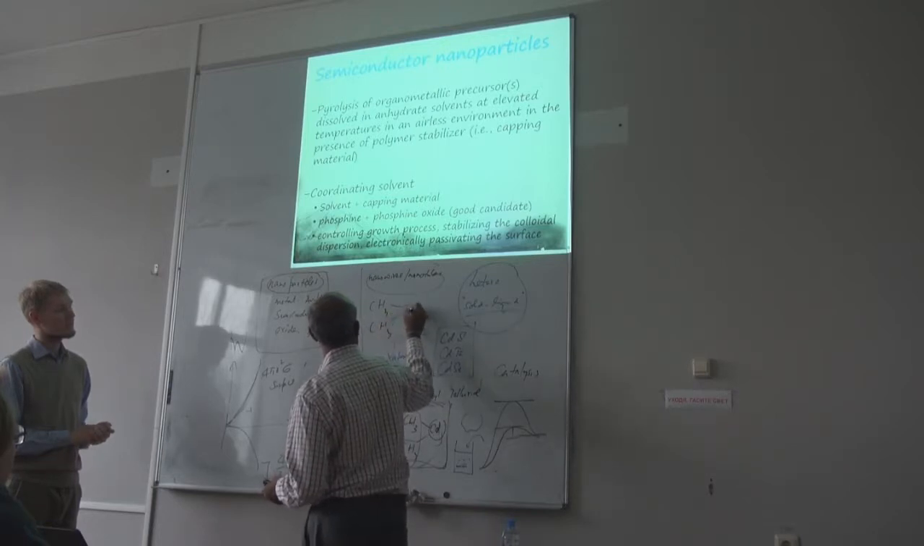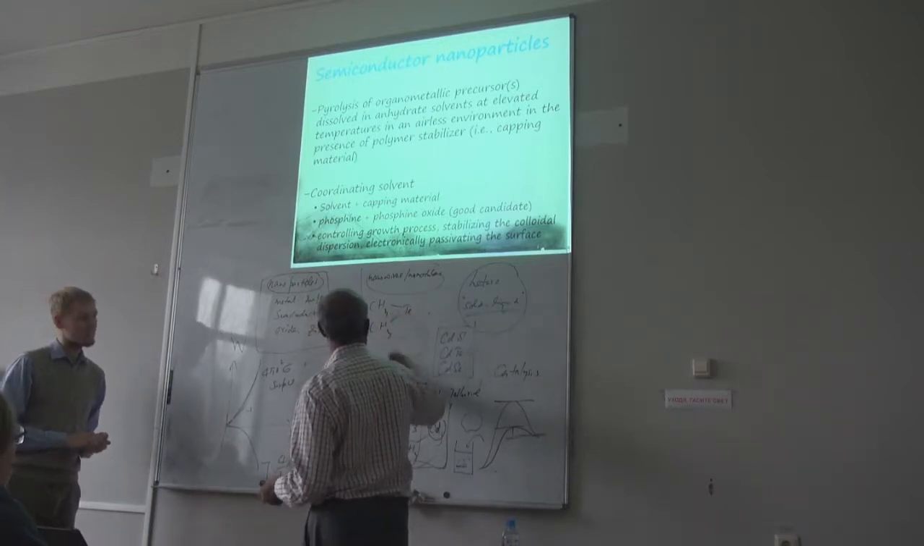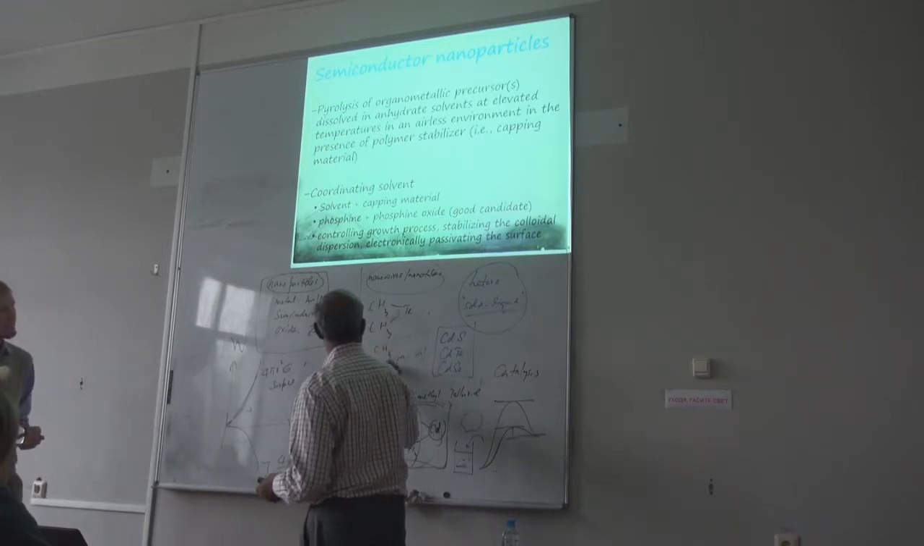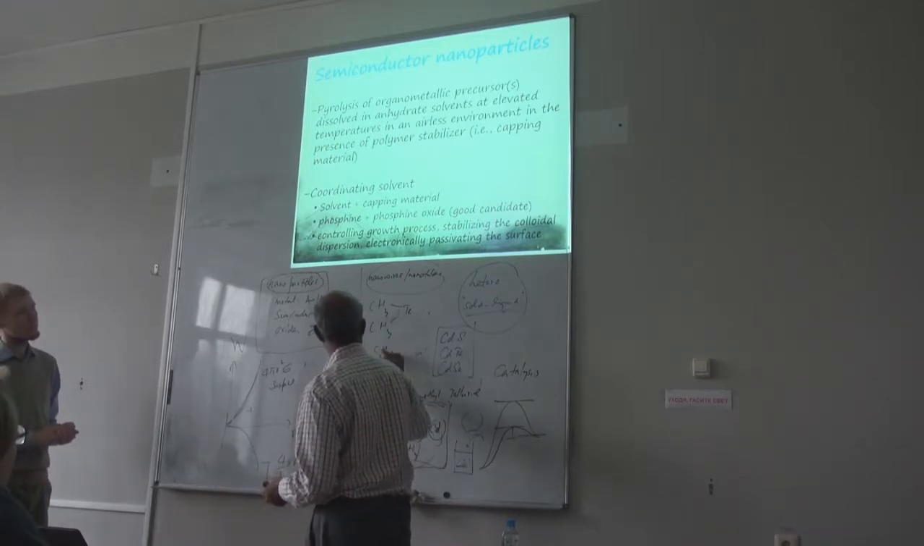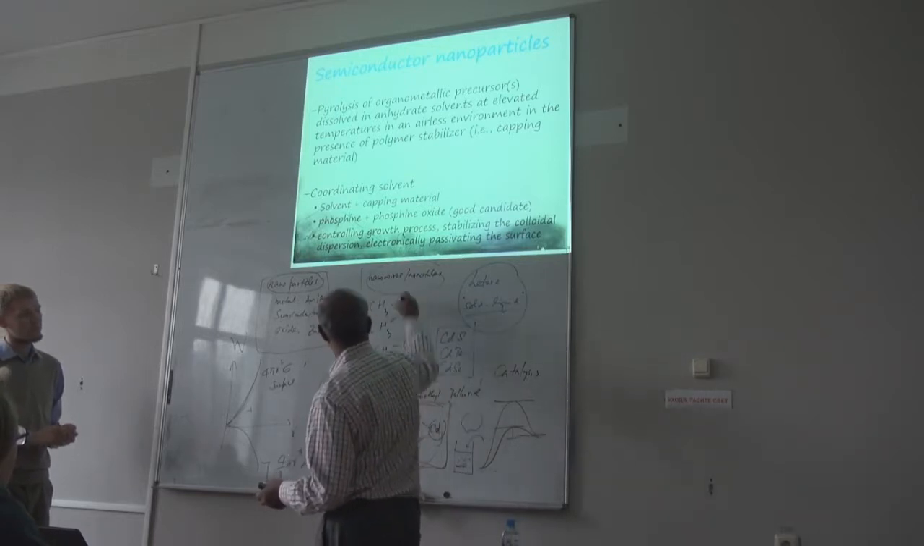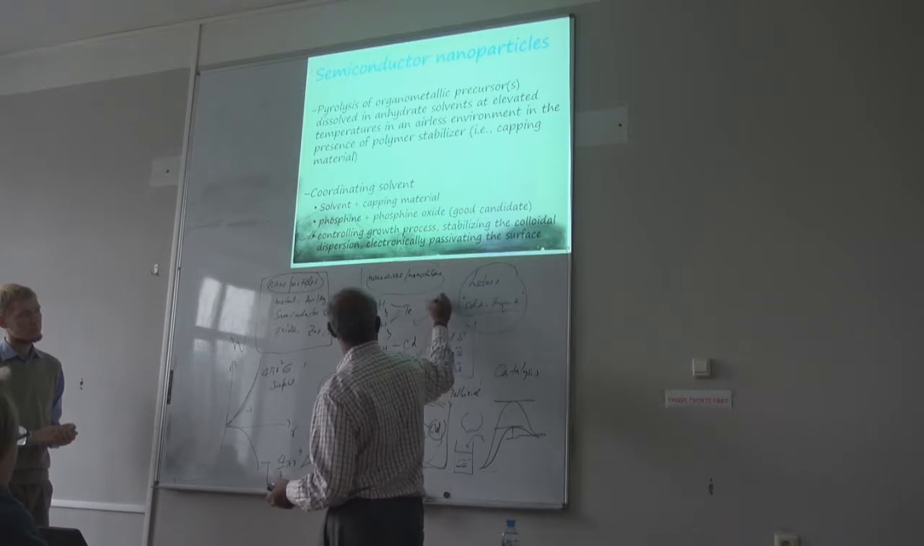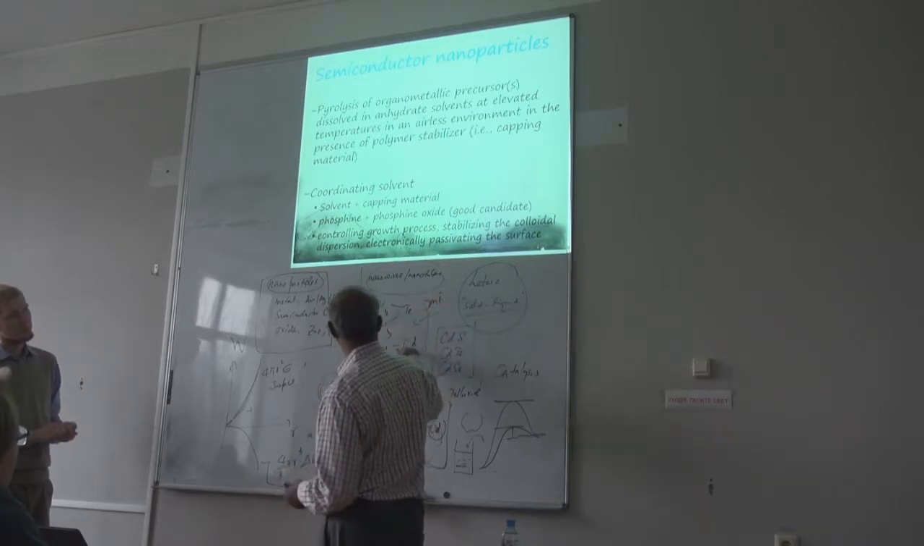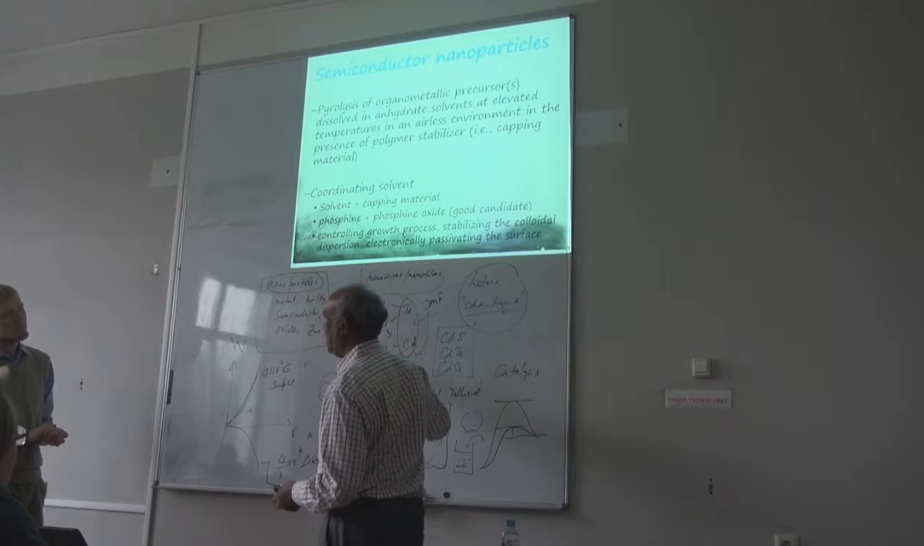So maybe telluride. Even this one you can have, right? C2H5 with cadmium. When you dissolve this one in, say, DMF or something, then you can make cadmium telluride.